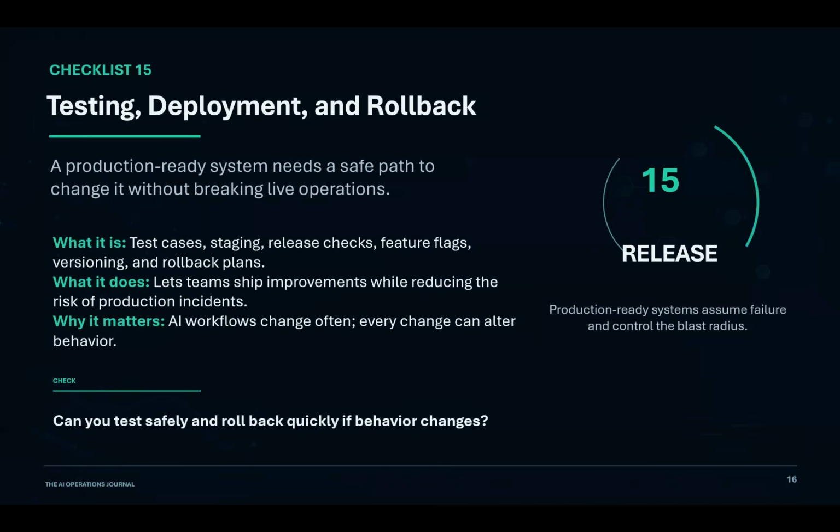Very important. Number 15 in our list, testing, deployment, and rollback. Essentially, a production-ready system needs a safe path to change it without breaking live operations. Let's say, for example, you launch your production system with 10 features, and now you're working on a new feature. It's important that once you release this new feature, it doesn't break the previous features. So you need test cases for the previous features that you implemented, and make sure those tests pass, which is regression testing. You need to make sure that the previous 10 features pass. When you run those tests and they pass, it means the new feature you implemented didn't break the previous features.